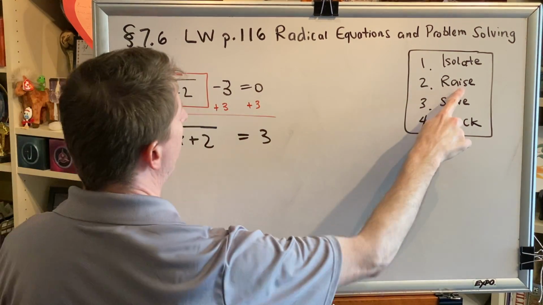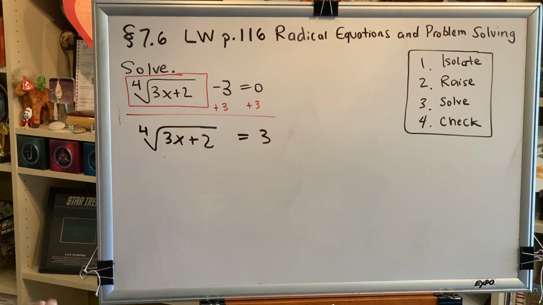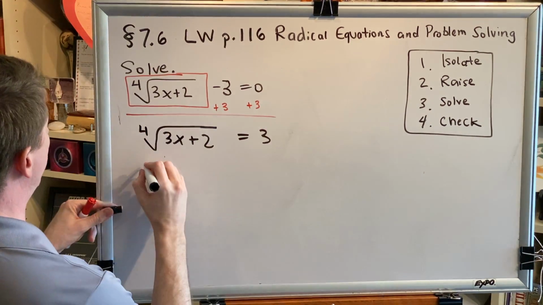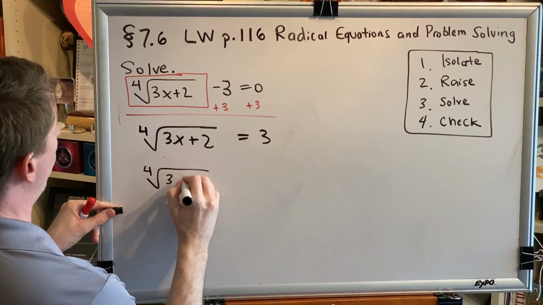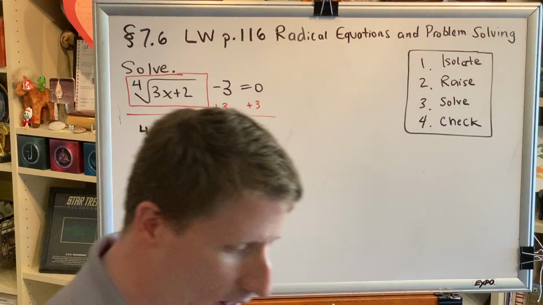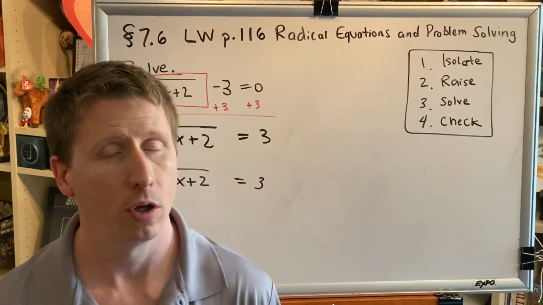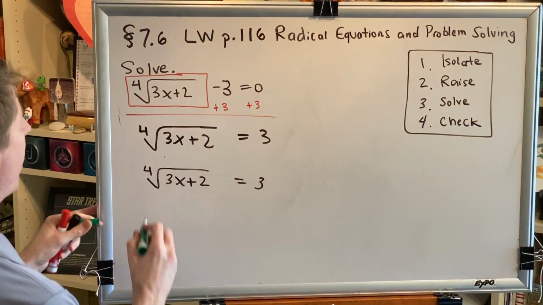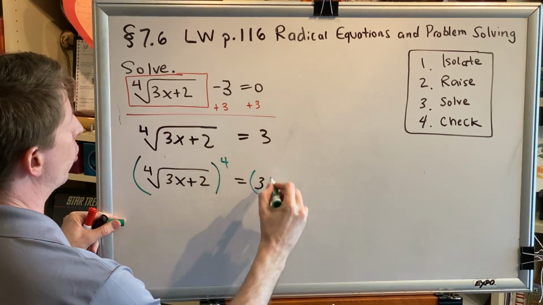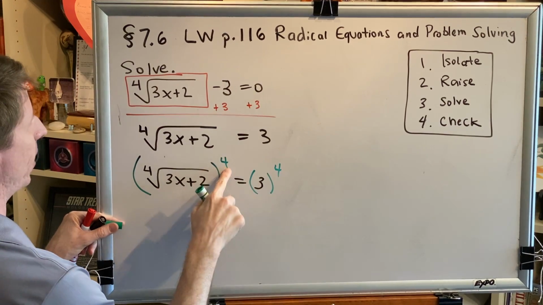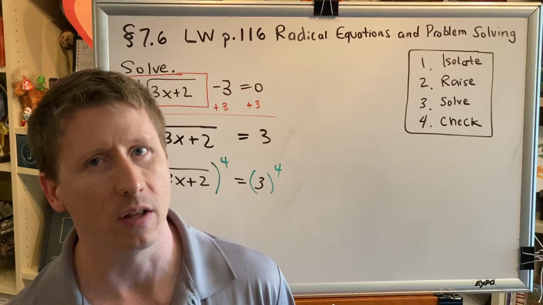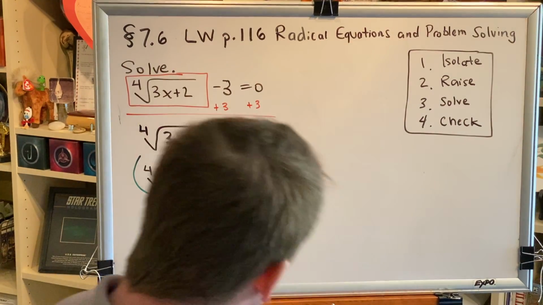Next step is to raise. Note the index of the radical is 4, and then raise both sides to a power that matches that index. So we're going to raise both sides of this equation to the 4th power. How many sides does an equation have? 2. So when you raise both sides to a power, you can only write parentheses and exponent twice. Parentheses and exponent, parentheses and exponent. If you ever write more than 2 exponents, you are making a mistake.